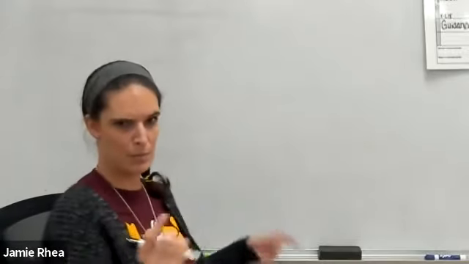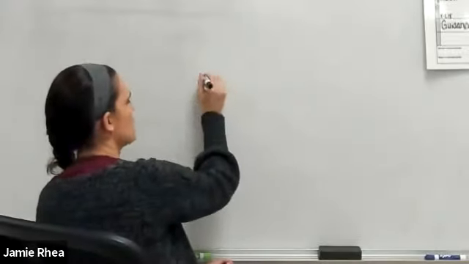Okay, so this one's a little bit different. So let's first figure out what we need to do. I'm going to make my number bond again. I'm going to do it sideways just like I did the last one.